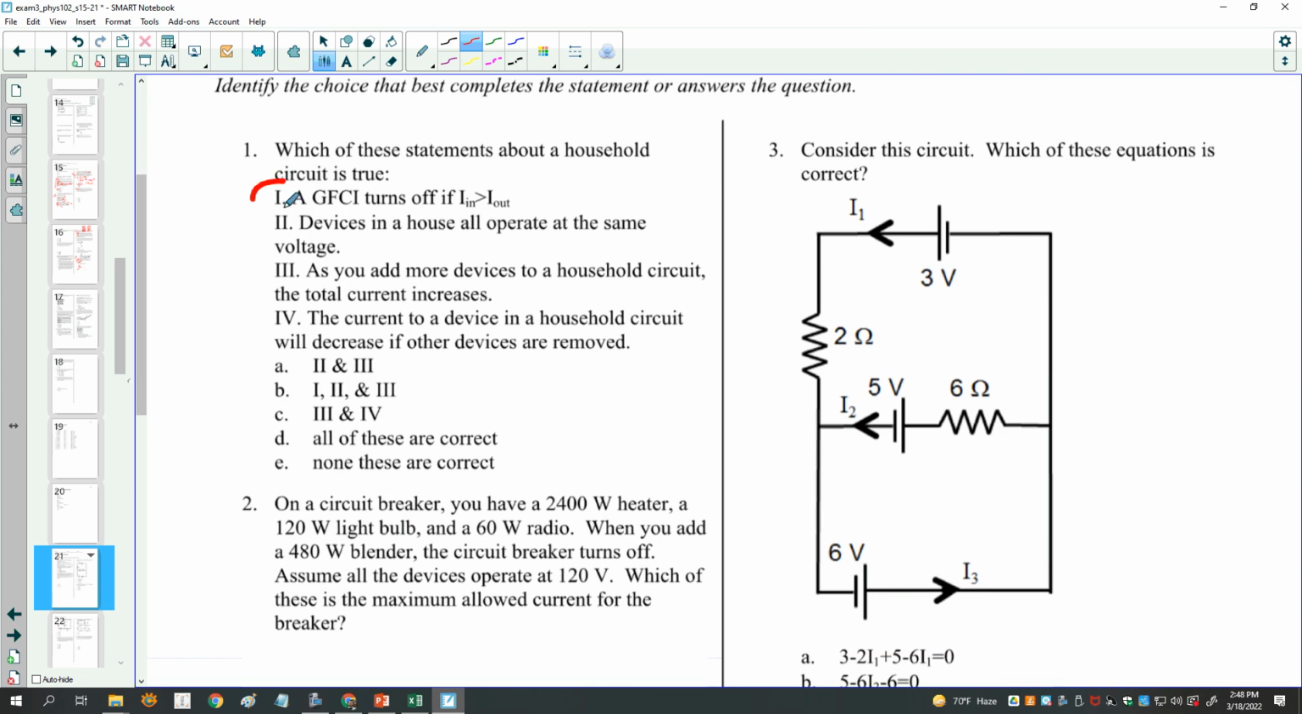All right, here's some more. GFCI, that's correct. Make sure you're very clear on the difference between GFCI and circuit breaker, okay? Devices operate all at the same voltage, that's true, 120 volts. As you add more devices to a household circuit, the current increases. True, true. So as I add more resistors in parallel, the total current increases. And the current to a device in a household circuit would decrease if other devices are removed. That's not true. That's why household circuits are not laid out in series, because if they were, when I add devices, the overall current would decrease, or your voltages would decrease. So here our answers are 1, 2, and 3.